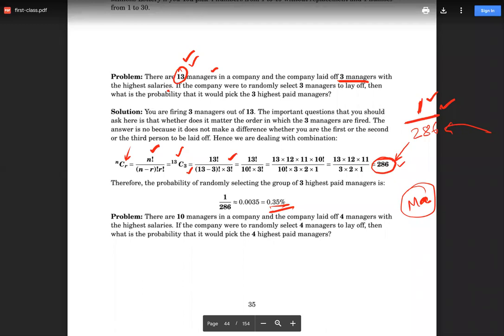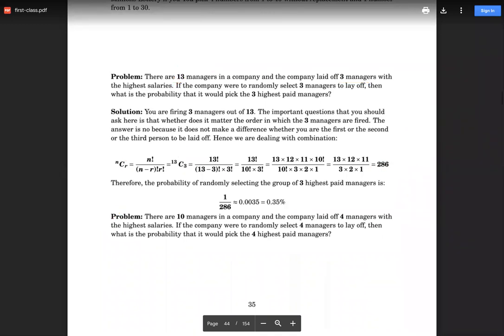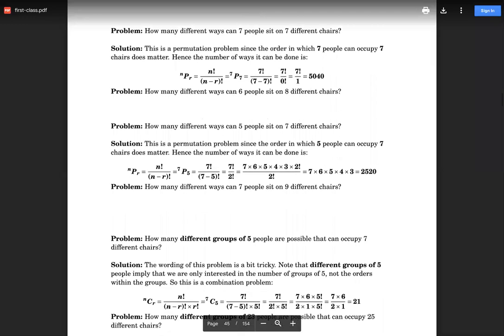All right, so that takes care of this problem, and this is exactly the same type of problem. I just changed the numbers, so you do it exactly the same way. And then next, these problems I have kind of done already. This one: how many ways can 7 people sit in 7 different chairs, or 8 people can. How many ways can 5 people sit on 7 different chairs?